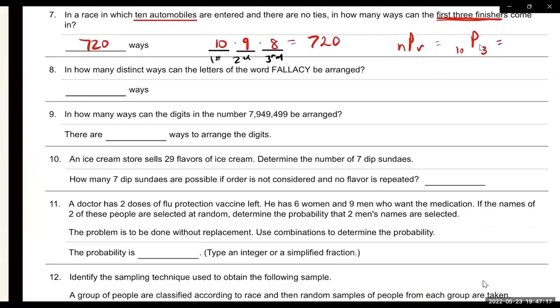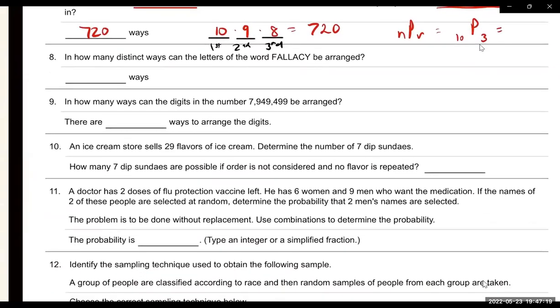So there's a couple ways to think about it. All right, in how many distinct ways can the letters of fallacy be arranged? So this is one of those problems where you have to count the number of letters. 1, 2, 3, 4, 5, 6, 7 letters. So it'd be 7 factorial, but then you have to divide the ones that are repeating letters.